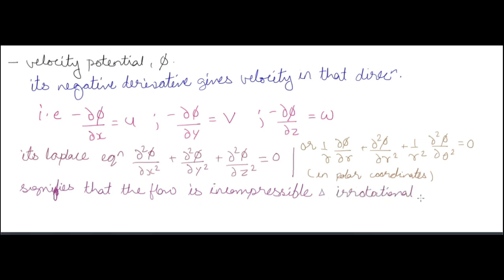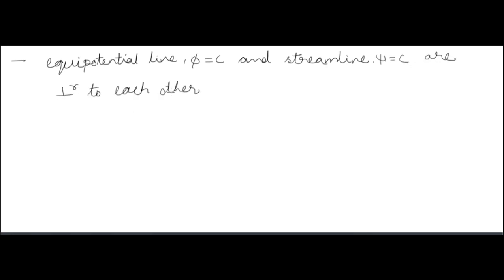Phi does not exist at a stagnation point, because at a stagnation point the fluid is static. The velocity is 0 at a stagnation point, so if the velocity is 0, you cannot have velocity potential at that point. Now, an equipotential line and a streamline are perpendicular to each other.